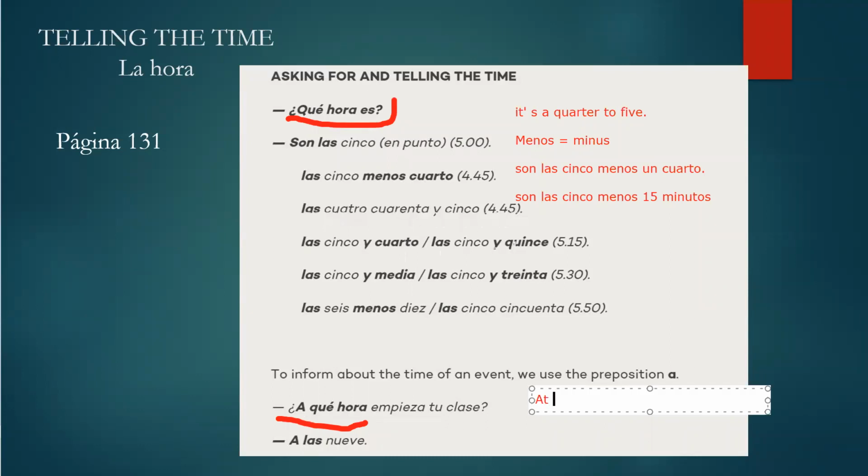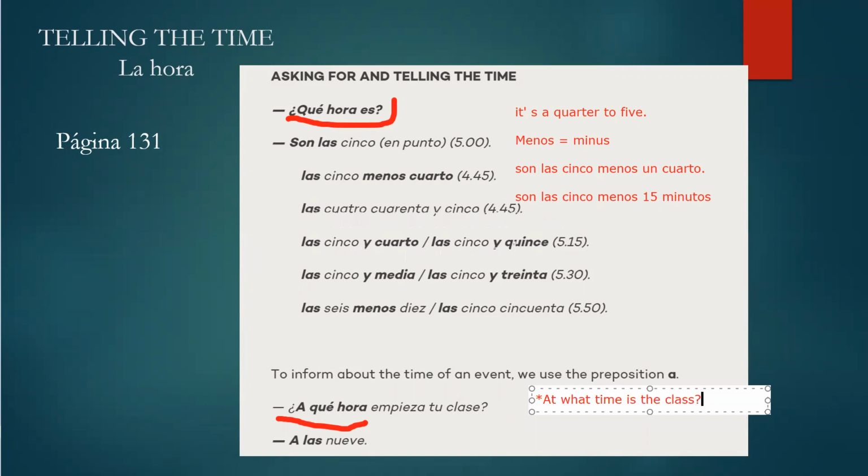At, I'm going to put here an asterisk. The asterisk in linguistics means that the sentence is not totally 100% correct. I'll say that because in English you don't say at what time. You only say what time is the class, or when is the class, maybe. But we use this at what time. Okay, so this is it.